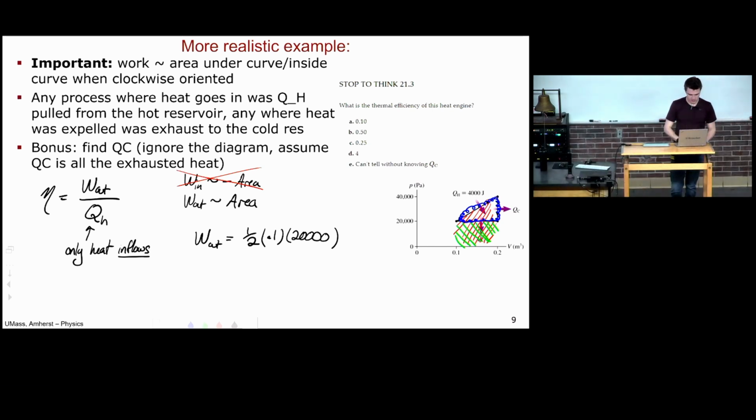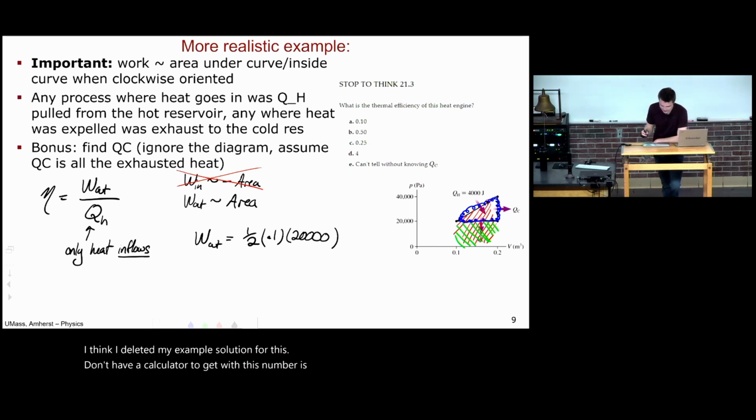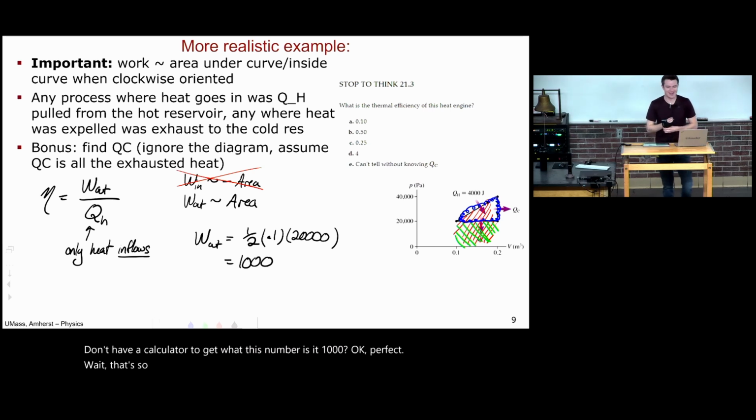I think I deleted my example solution for this. Does anyone have a calculator to get what this number is? 1,000. Is it 1,000? Okay, perfect. Wait, I totally should have done that in my head.